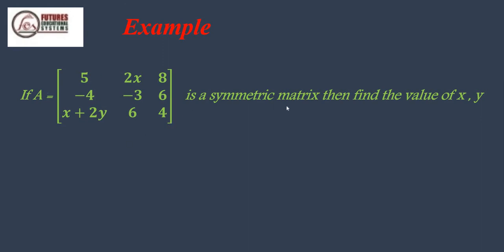If this matrix is symmetric, then find the value of x and y. Symmetric matrix, therefore 2x equals negative 4. This is an equation of the first degree in one variable. Divide both sides by 2, therefore x equals negative 2. Because this is the main diagonal and this element equals this element.